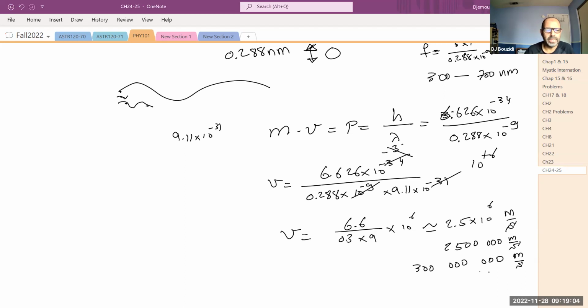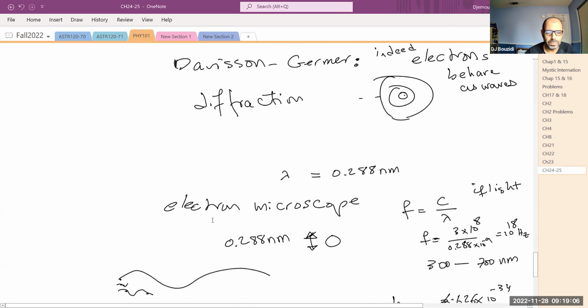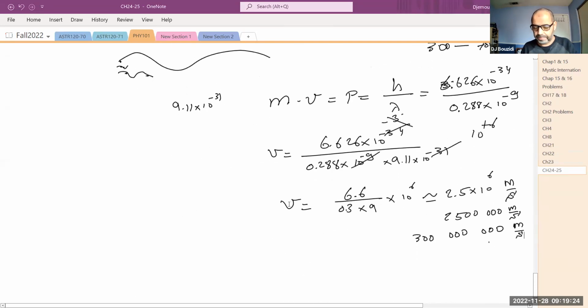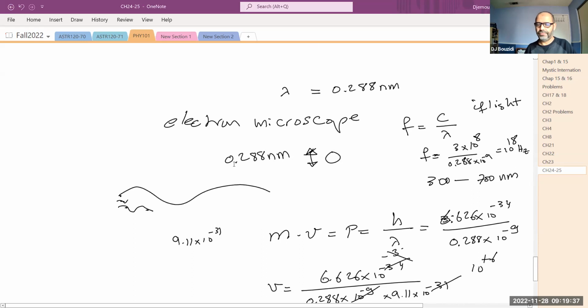But that's not the point. The point in here is that I can create an electron microscope and give the electrons high speed, which is about 2.5 million meters per second. That's not a big speed, by the way, for an electron. It's still a very small fraction of the speed of light. They're less than 1% of the speed of light. And I'd be able to take pictures of gold atoms, individual gold atoms.